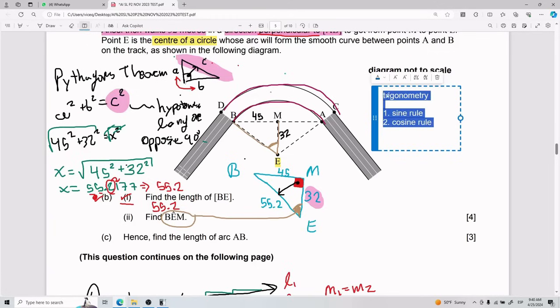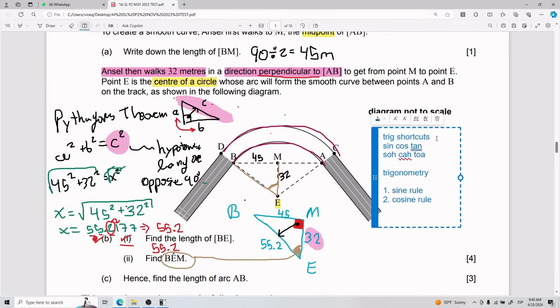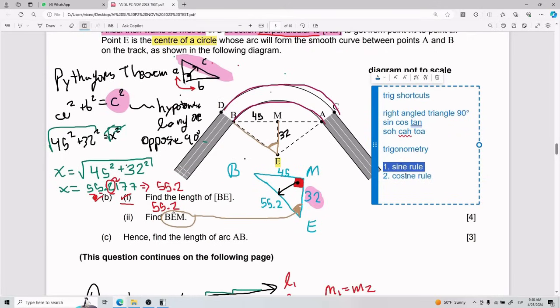Now, if you want to do a shortcut, I'm going to put trig shortcut. A trig shortcut is to consider SOHCAHTOA, sine, cosine, tangent. Okay, so trig shortcuts would be this, right? But for this, you need a right angled triangle. That means we're talking about a 90 degrees angle. So whenever you have a right angled triangle with 90 degrees, you can use SOHCAHTOA. Now, this is a shortcut. What I suggest, which is the more conservative approach, is using sine rule and cosine rule.